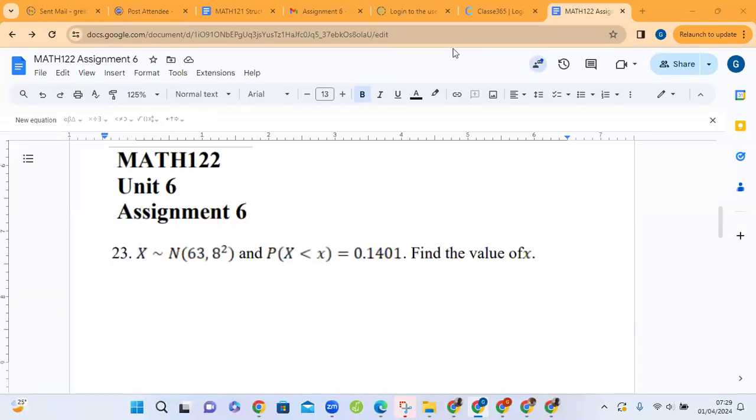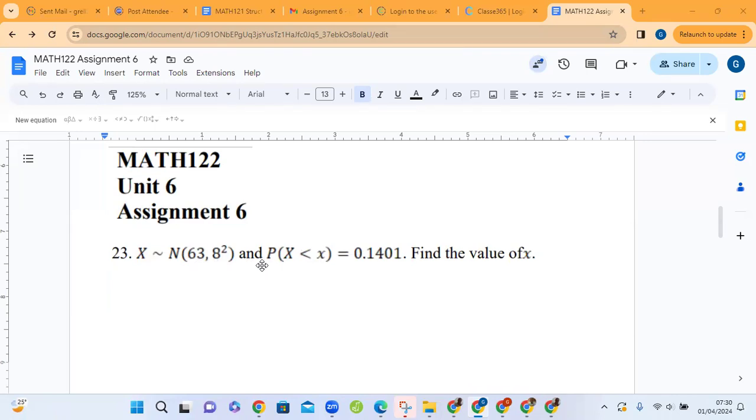This presentation is with regards to Math 1 to 2, Unit 6, Assignment 6, number 23. This is a question on the normal distribution. It says X approximates a normal distribution with population mean of 63 and a population variance of 8 squared. So mu is 63 and sigma squared is 8 squared, or sigma is 8.